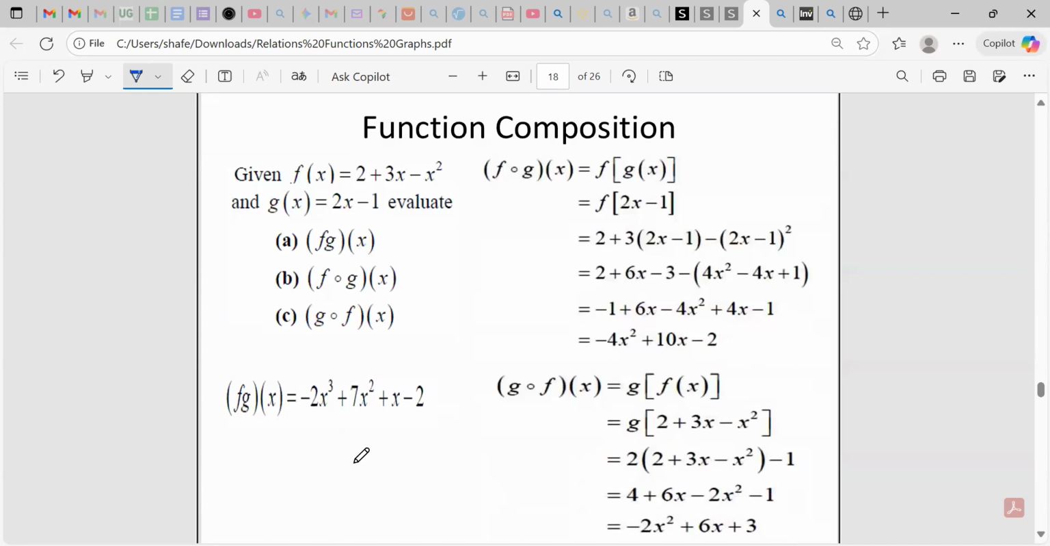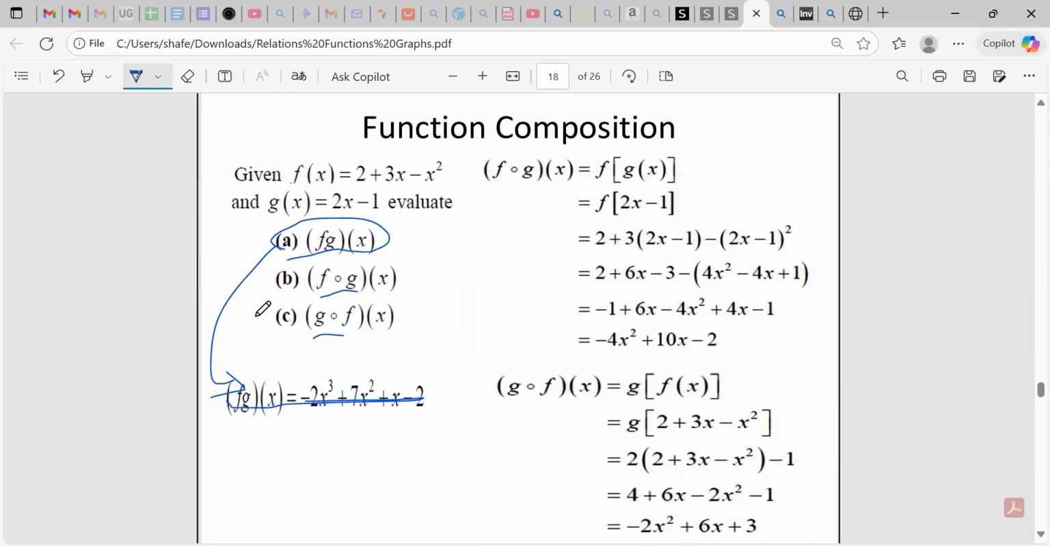So we got two functions, right? fx is 2 plus 3x minus x squared, and gx is 2x minus 1. We're not going to deal with the multiplication of the two. We're going to find the composite of f and g and the composite of g and f. And it's interesting to see whether they're the same thing.